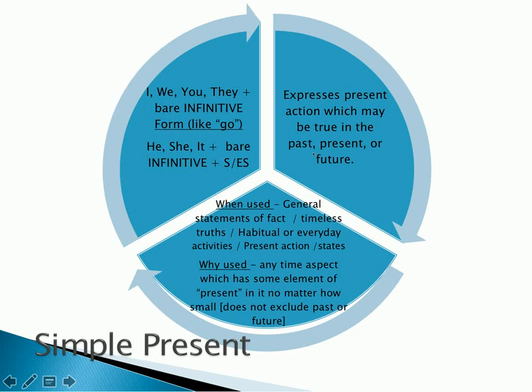Now, what does the simple present mean? Well, it expresses present actions which may be true in the present, past, or future. We'll talk about this a little later. When is it used? For general statements of fact, timeless truth, habitual or everyday activities, present action, and states. And why is it used? Well, it's used for any time aspect which has some elements of present in it, no matter how small. It does not exclude past or future. You will understand a little better in a minute.